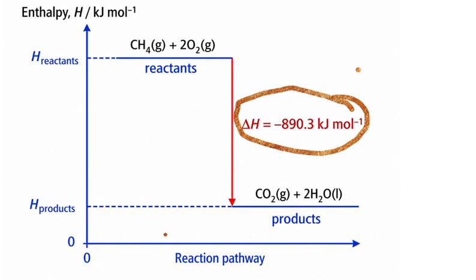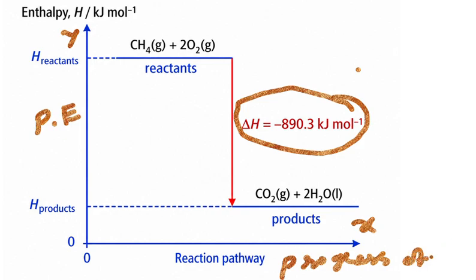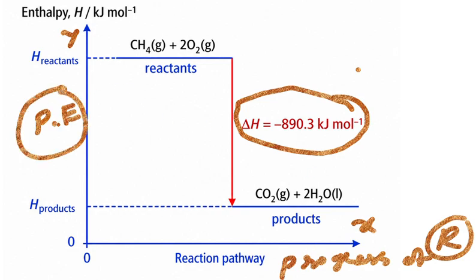Here, if you observe the graph, it shows the potential energy of the reactants. In this chemical reaction, the reactants are oxygen and methane. The potential energy is taken on the y-axis, and on the x-axis the reaction pathway is taken, or the progress of the reaction. The energy barrier between reactants and products is the potential energy.